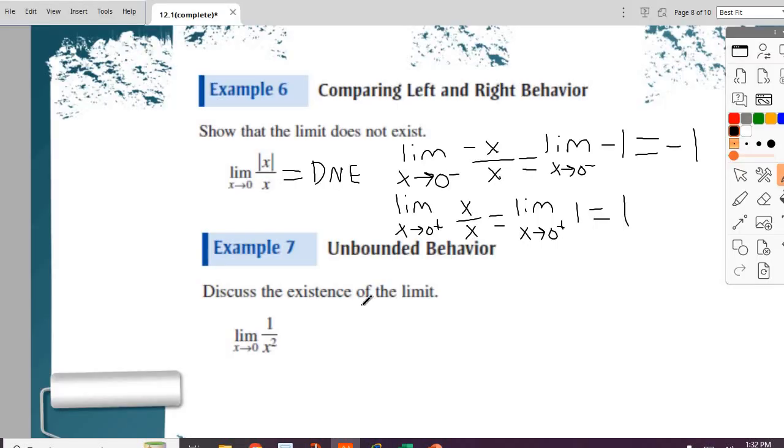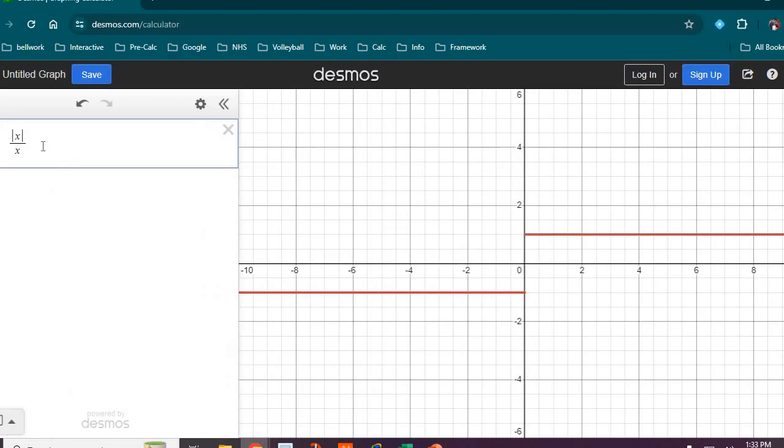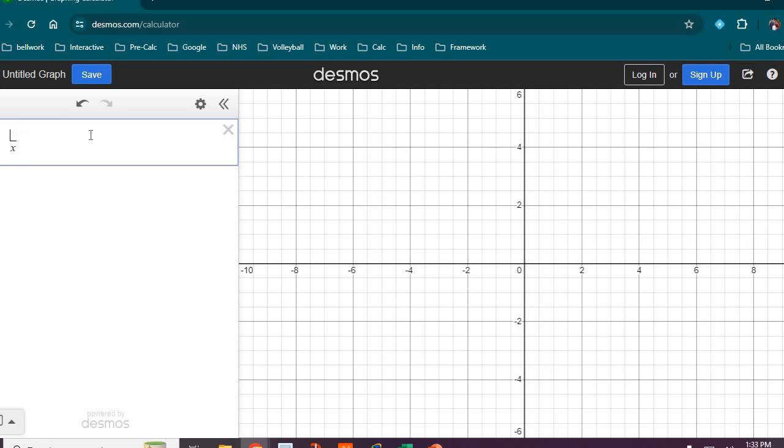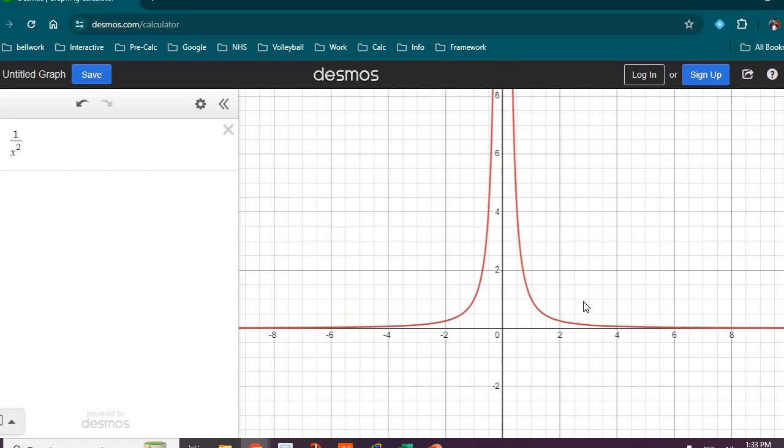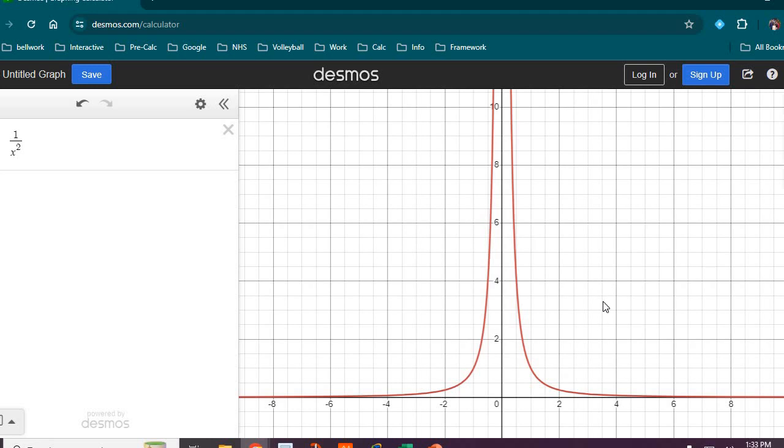Now, this other one says discuss the existence of the limit. We gotta decide if it exists or if it doesn't exist. So what type of graph is 1 divided by x squared? Not parabola, because where's our x squared? In the denominator. So that means it's a fraction. So we have a rational graph, which has asymptotes. So what do we have here?